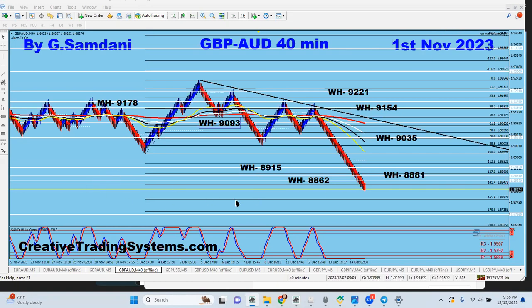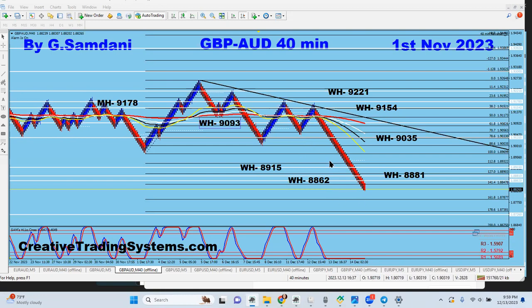So let's get started. Yesterday's video was about Euro-Aussie and Pound-Aussie setups, right? So I said, well, we were here. See Pound-Aussie, 40 minutes chart. We were here yesterday when I made the video. And I said that this trend line is going to hold at 91.54. We have a reversal candle, then after that, we're going to drop. So we drop like this already, right?